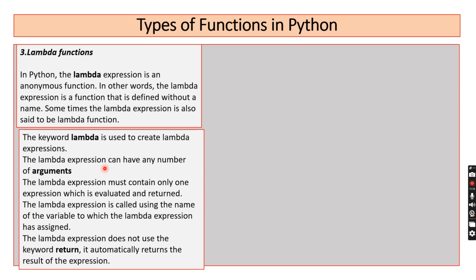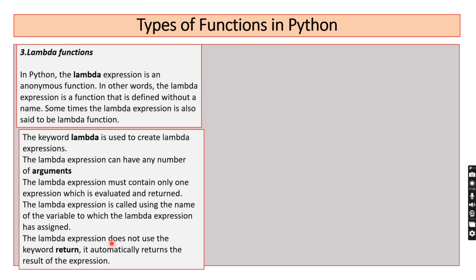The lambda expressions can have any number of arguments. Then the lambda expression must contain only one expression which is evaluated and returned. The lambda expression is called using the name of the variable to which the lambda expression is assigned.